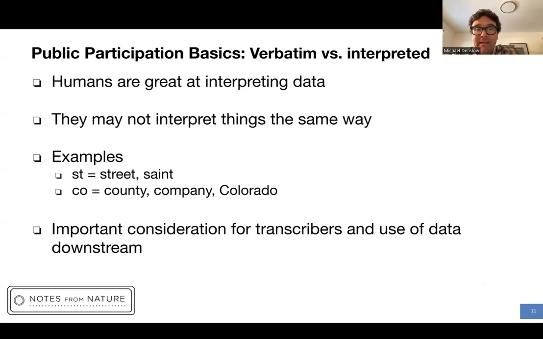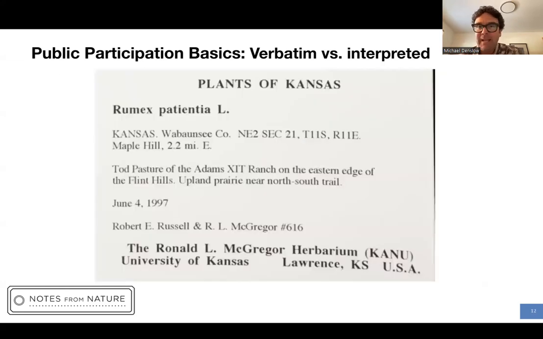If someone thinks that CO is Colorado, and the other person thinks it's county, and someone else thinks it's company, now we've got a problem, right? We've got to go in and look at this record. So generally, people are pretty happy with just entering it the way it appears. But it's something to think about, and you often can use humans to solve problems that you may have. So it's just something we want to be mindful and thoughtful about.